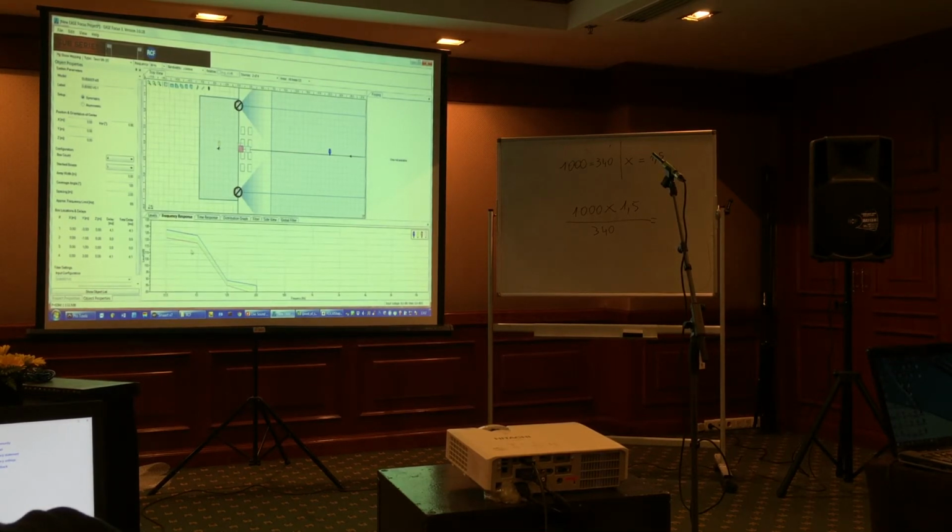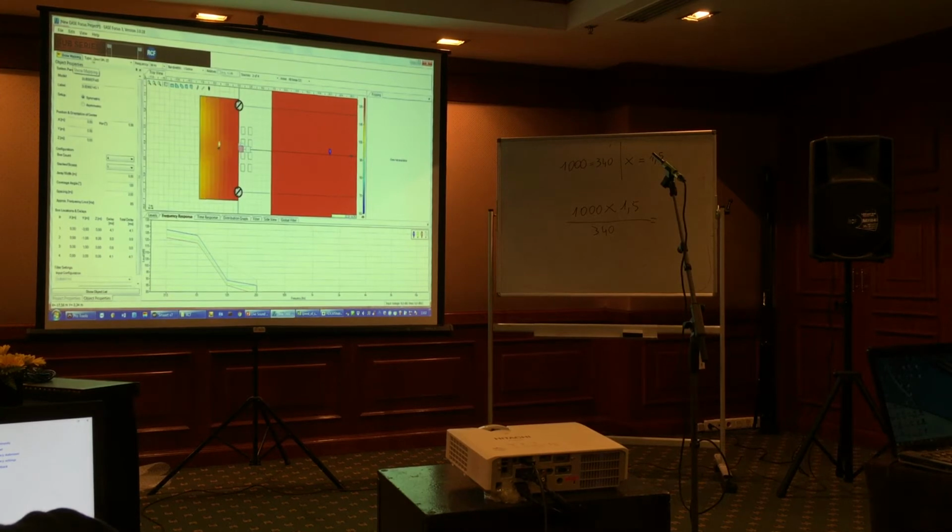Look at the frequency response. This is listener number 4 that before was here at 130 dB. Now it is 115. There is 15 dB less than before.